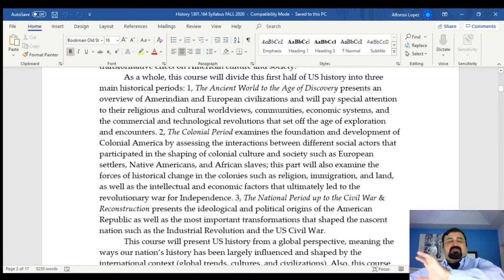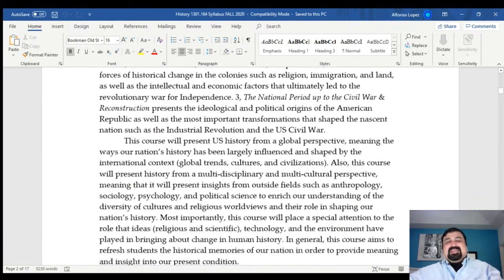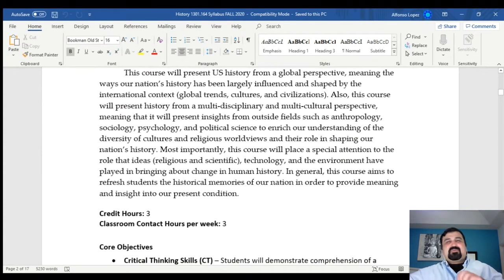Okay, so again, this course is going to be divided into three main historical periods: the ancient world to the age of discovery, the colonial period, and the national period, all the way to the Civil War and Reconstruction. Okay, now, very quickly, so you'll gain a sense of the emphasis, if you will, my personal emphasis, or the perspective I take when looking at the past and trying to study the past and trying to also present it again to the class, how I teach, etc.